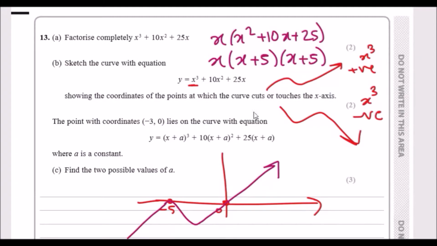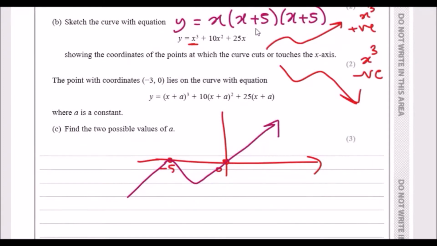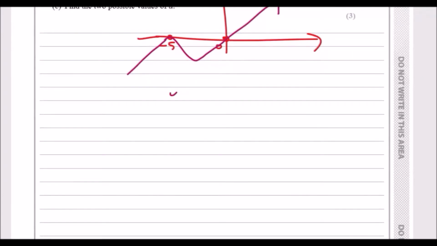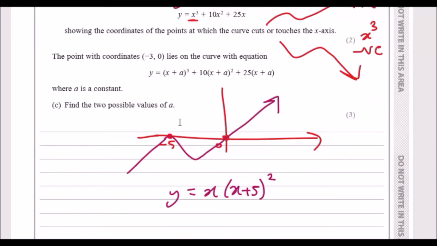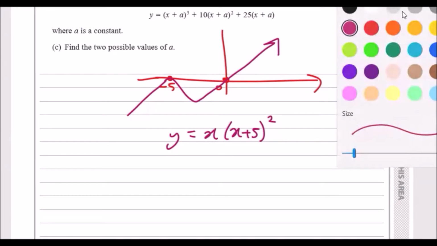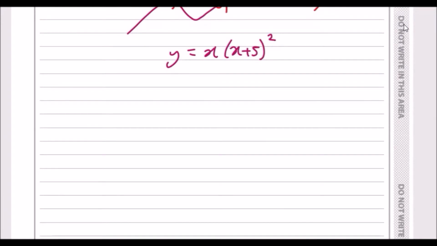If we think about this, notice how when we factorized the previous equation, factorizing gave us this. Writing it neatly, our original factorized equation was x times (x plus 5) squared. Because x is transformed to x plus a, just replace all your x's with x plus a. So the new equation is y equals, instead of x, x plus a, and instead of this x, x plus a, so x plus a, and then of course plus 5, all squared.